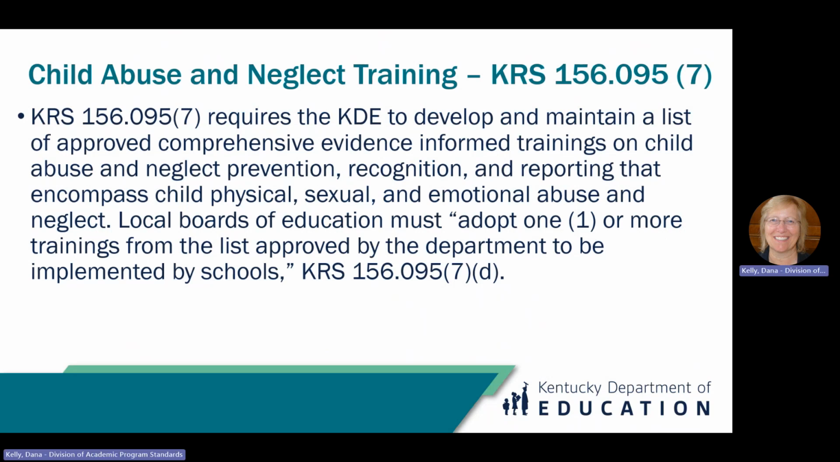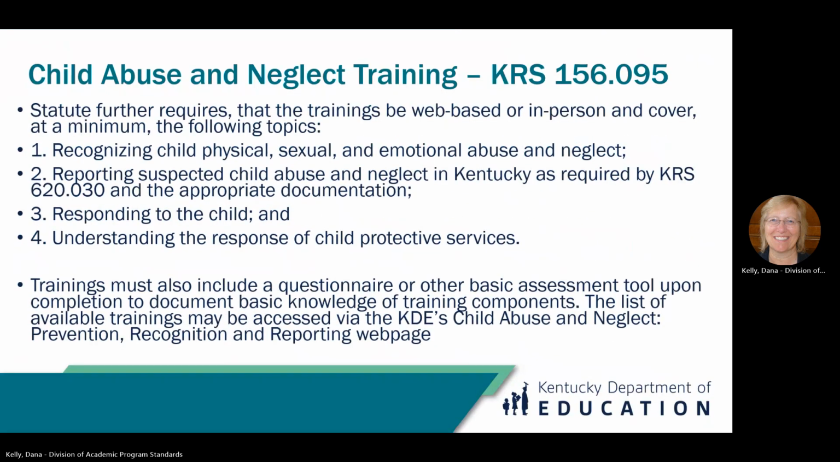Section 7 requires that we develop and maintain a list of the approved trainings, and local school boards of education must adopt one or more trainings from the list approved under KRS 156.0957D. Statute further requires that trainings be web-based or in person and cover at a minimum the following 4 topics. Trainings must also include a questionnaire or other basic assessment tool upon completion to document basic knowledge.